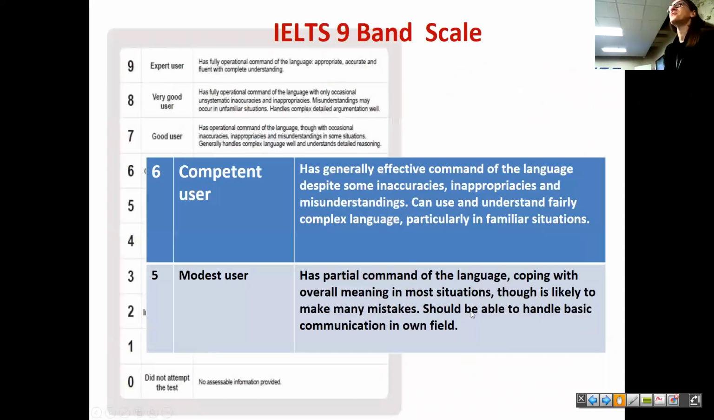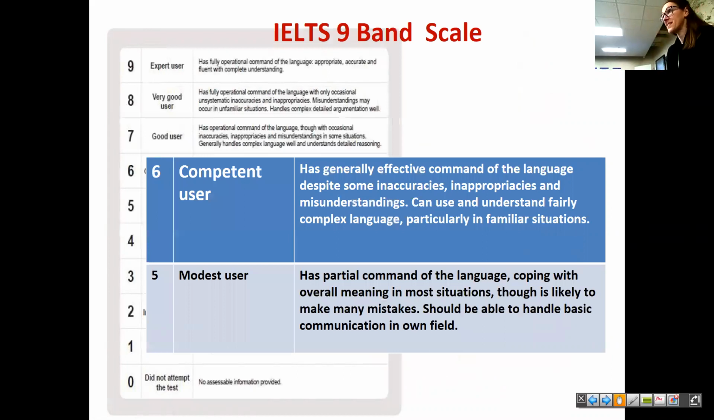Okay, so the question is, what do those mean? Because that 69, that 5.5, what does that mean? And if you have any questions, feel free to turn off your microphone and just interrupt, so I'm happy for you to ask questions if you have any. What do they mean? Well, IELTS gives us a band descriptor for these.